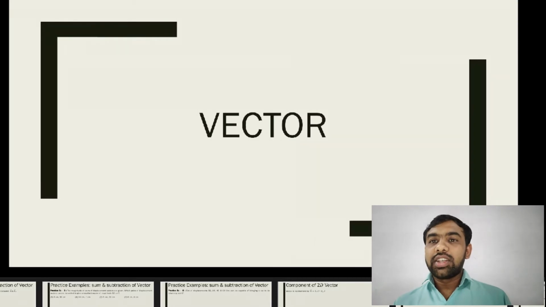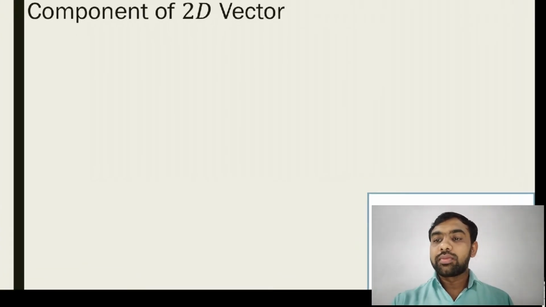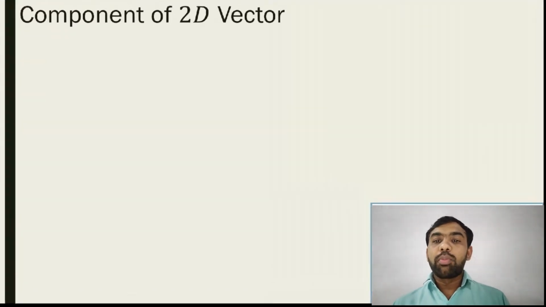Okay guys, in the last session we discussed some examples based on summation and subtraction of vectors. In today's session we are going to discuss one new topic related to vectors, and that is the component of a vector. Let's start with the first one, the component of a 2D vector. First of all, what is a 2D vector?